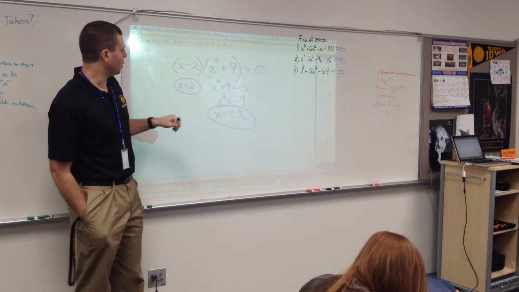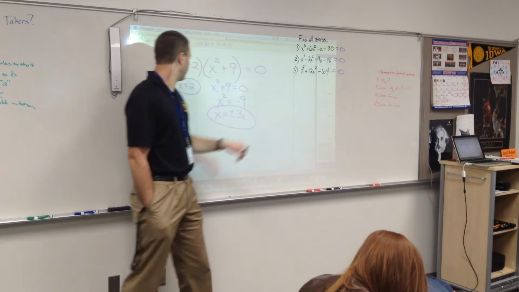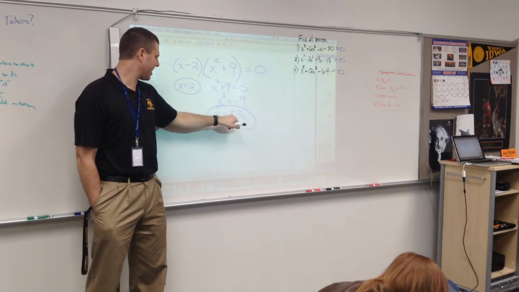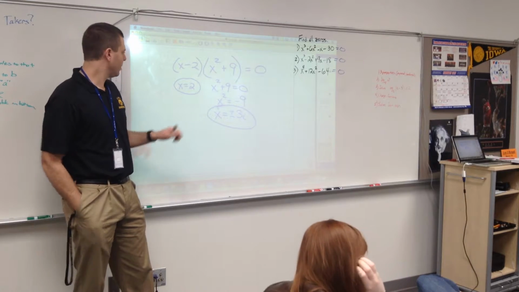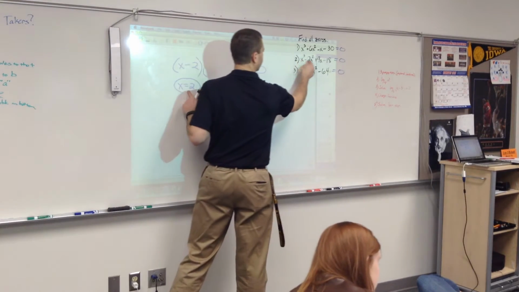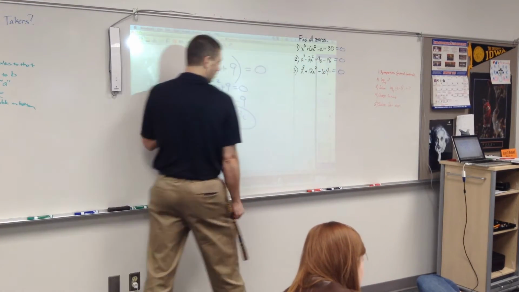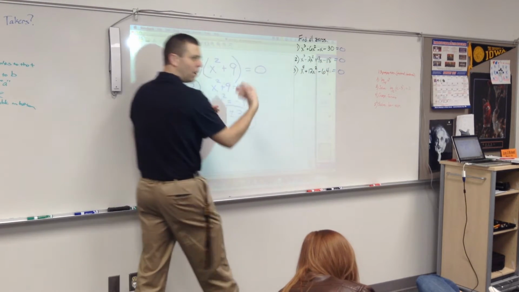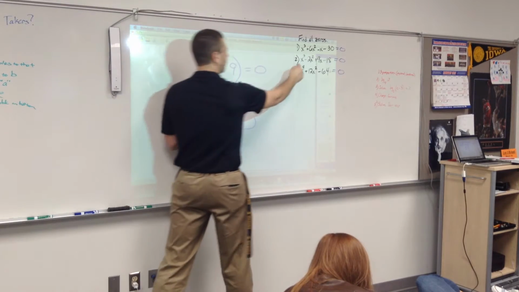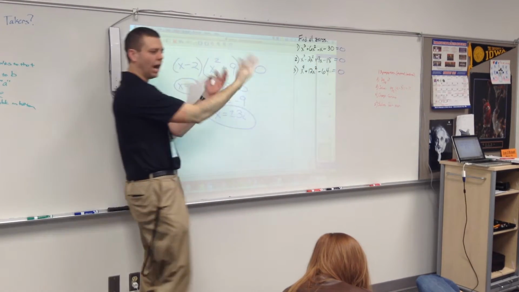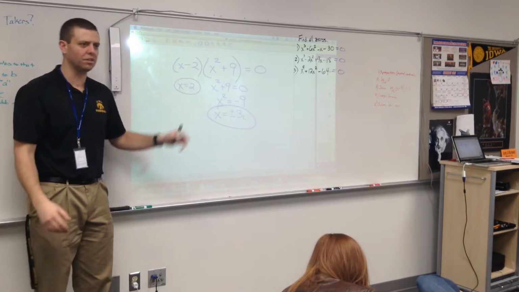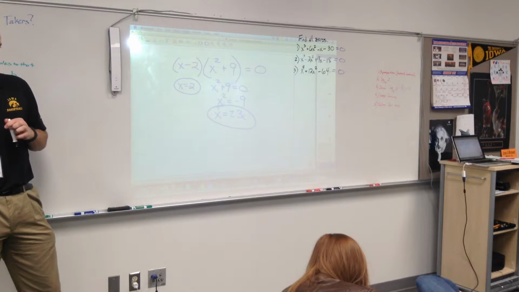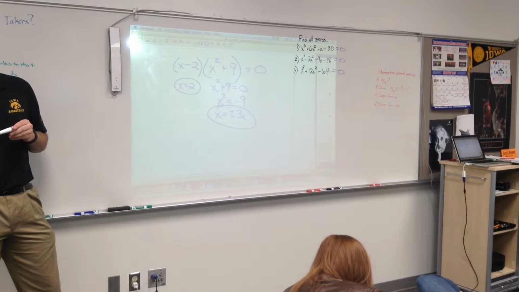So all of the zeros on number 2 here would be 2, positive 3i, and negative 3i. If I plug a 2 into this function for x, out would come a 0. If I plug positive 3i in for x, out would come a 0. If I plug negative 3i in for x, out would come a 0. These are the three zeros of that polynomial. Okay?